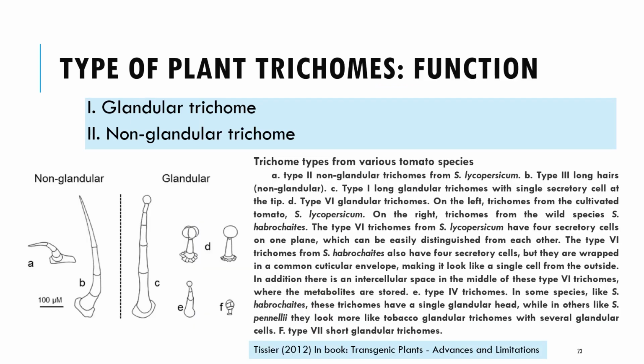This slide shows you the classification of trichome based on the function. They can be divided into two groups, glandular and non-glandular. Trichomes can exist as either unicellular or multicellular. However, they can also exist as either branched or unbranched, and they also vary in shape, size, and range, and can be found in a variety of plants.